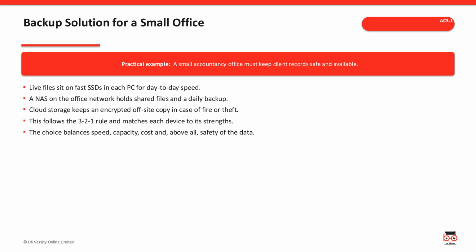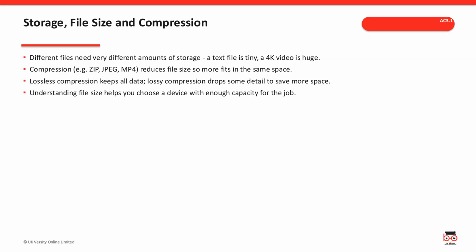It's worth a word on file sizes because they vary enormously. A plain text file is tiny, while a 4K video is absolutely huge. And that's where compression comes in, shrinking files with formats like zip, JPEG, and MP4 so more fits in the same space. Lossless compression keeps every scrap of the original data, whereas lossy compression throws away some detail to save even more room. Understanding how big your files are helps you pick a device with enough capacity for the task.